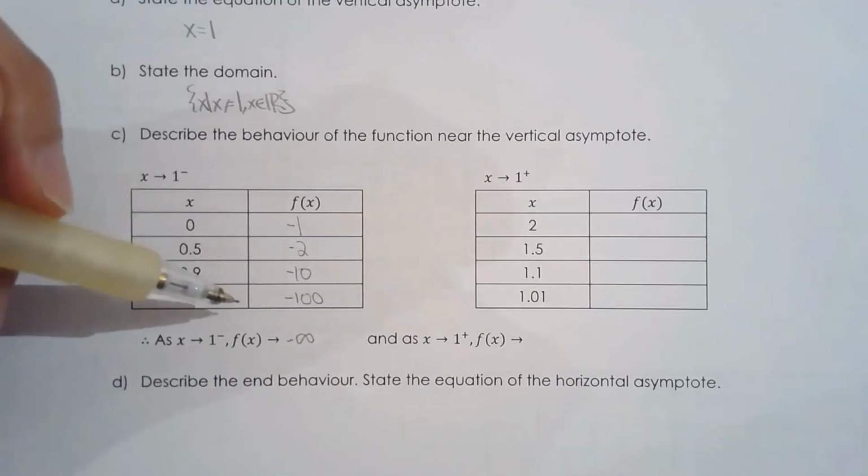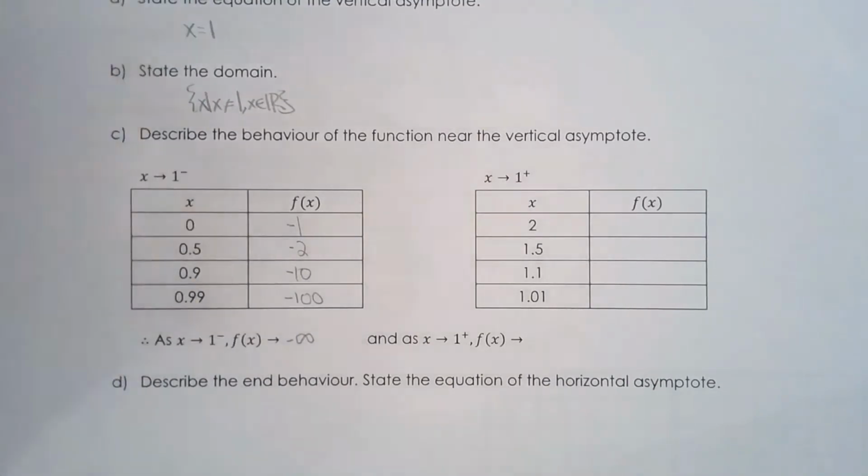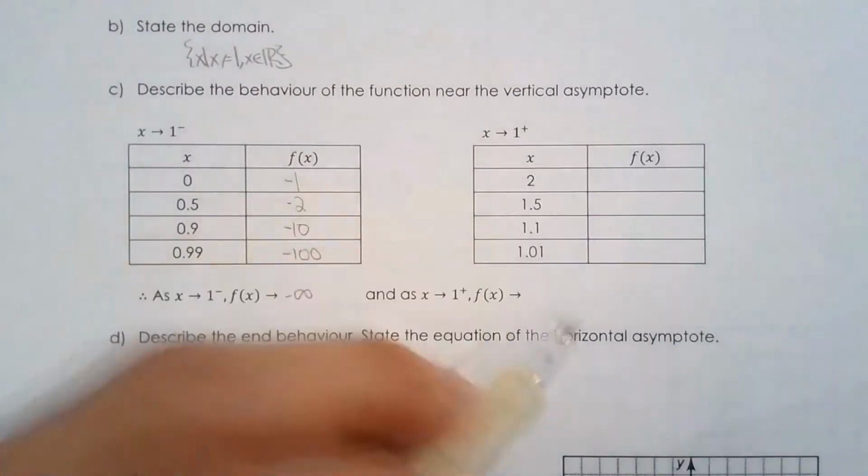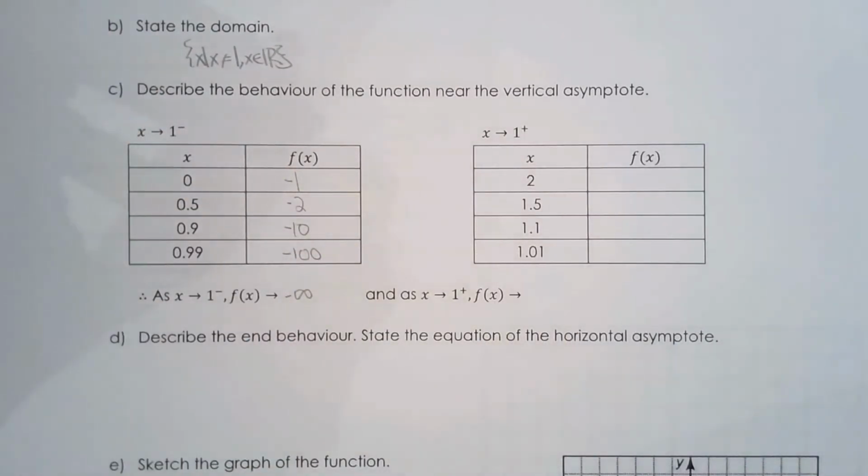You either go towards positive infinity or negative infinity. In this case, it's negative infinity. Okay. Now let's find the behavior from the other side of the vertical asymptote.